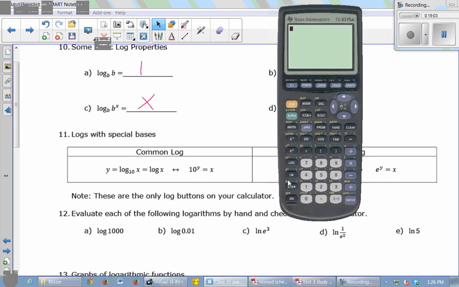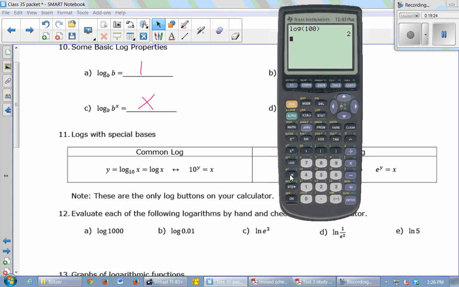Okay, so your log buttons are here and here along the left side. If you want to take log base 10 of something, you just type it in, log of 100. We already did this a little while ago. We know the answer should be 2, right? Yeah, because 10 squared is 100.